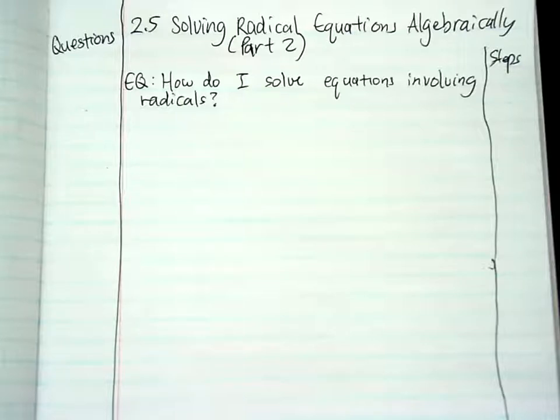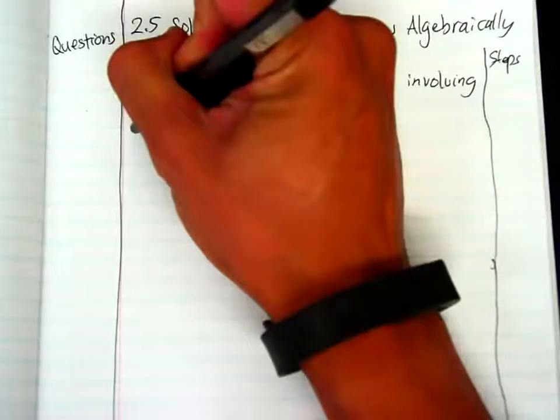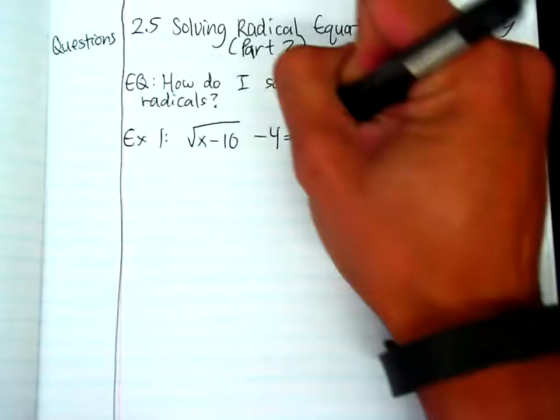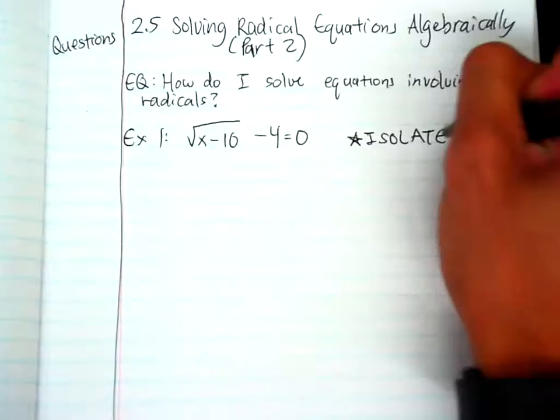Okay, and today is 2.5, Solving Radical Equations Algebraically Part 2, and today's essential question is, how do I solve equations involving radicals? Okay, so example 1 is the radical of x minus 10 minus 4 equals 0. And the key today is you just have to remember you have to isolate the radical before anything. Okay, so that's the most important key. You need to isolate the radical.